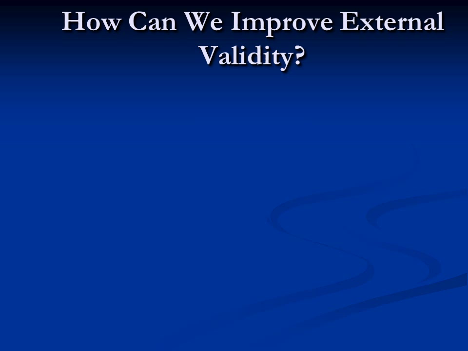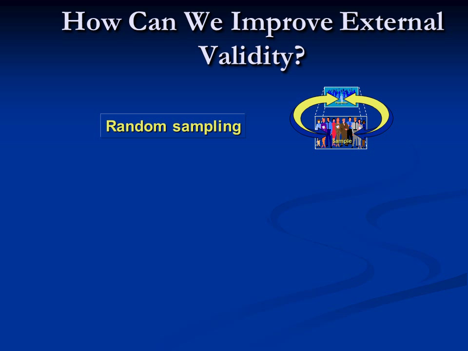So how do we improve external validity? One way of doing it is through random sampling. Random sampling allows us to ascertain the statistical precision of our sample. How we do this, we'll talk about soon.